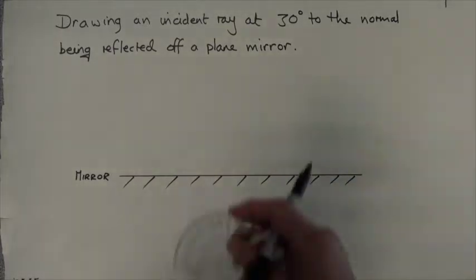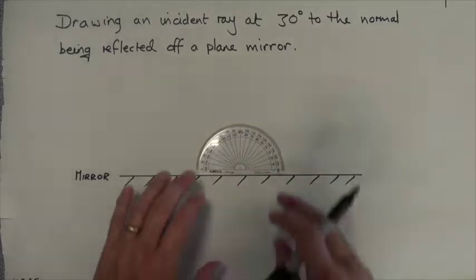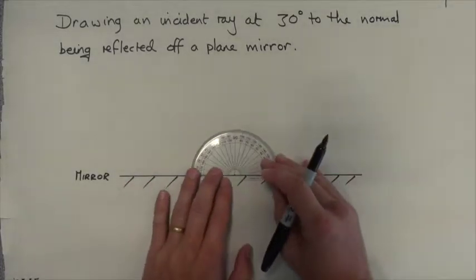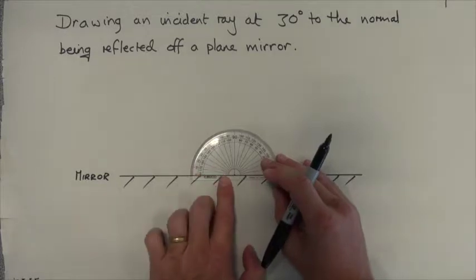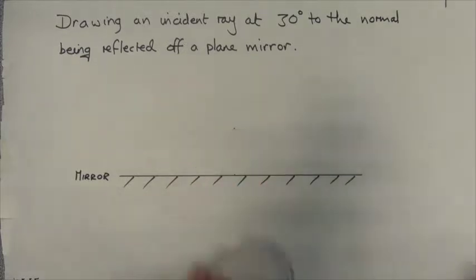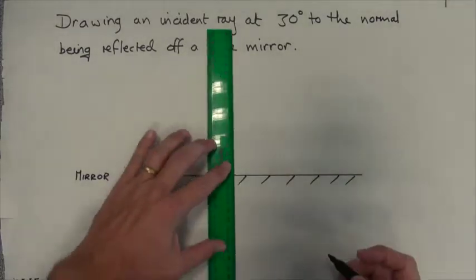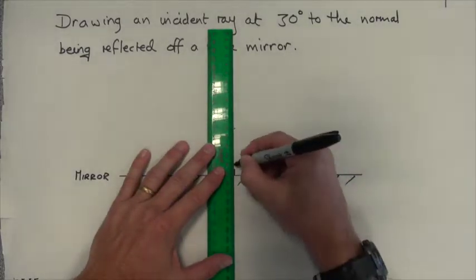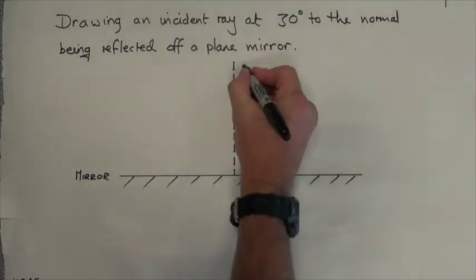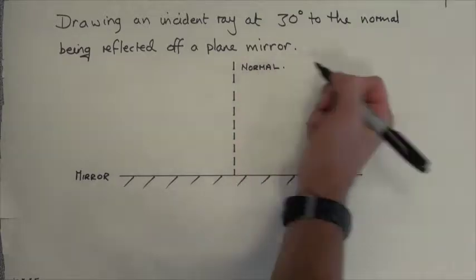pass through. Next thing I need to do is to use my protractor to draw in the normal. Now remember, the normal is an imaginary line which is placed 90 degrees to the boundary surface of the mirror. So I mark off 90 degrees with my protractor and then draw a hatched line which basically denotes that it's an invisible line, and I'll label this normal. Okay, so let's put the information onto our graph.